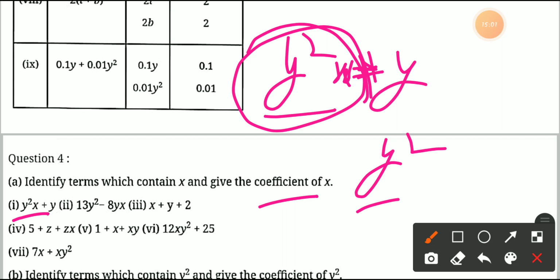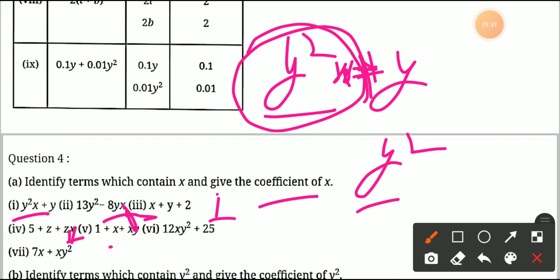Now here the term which contains x is 8yx, and the numerical coefficient is, remove this x, what you will get, 8y. Here the term which contains x is only x and the coefficient is 1. Why? Because other than x we don't have anything here. Similarly, in the fourth part we can see that the term which contains x is zx and the coefficient is, remove x, so what you will get, z only.